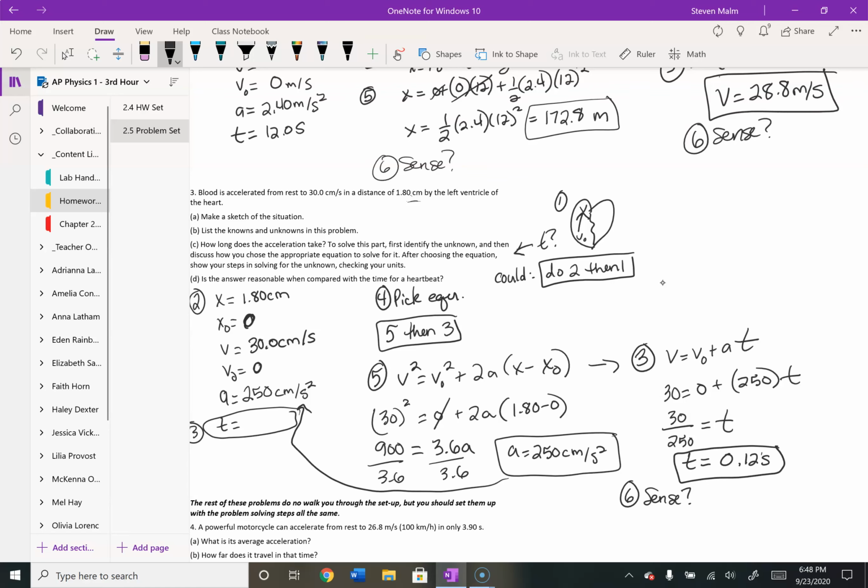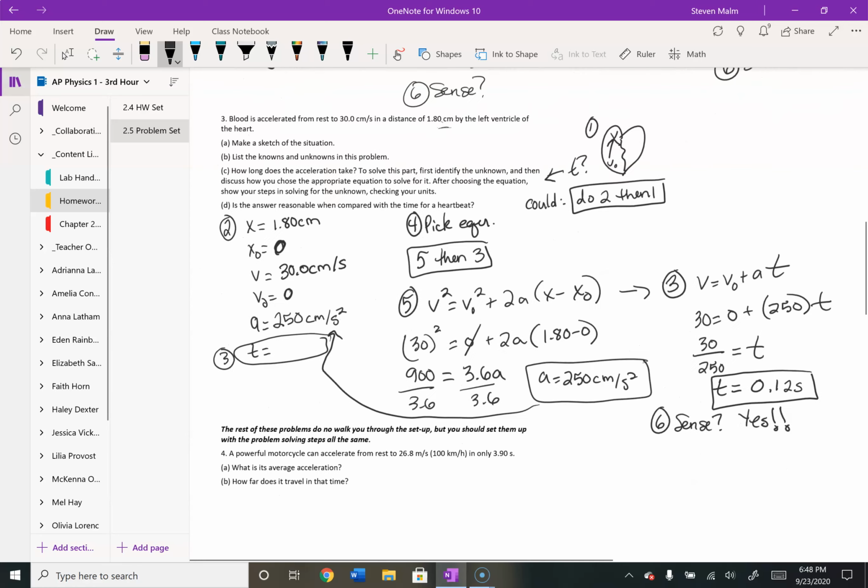First off, it's blood in the heart. It's a very, very short distance. Does it make sense that it would move quickly? Yes. Does it make sense that it would take very little time to only move about 2 centimeters in your heart? Absolutely. So this absolutely makes sense. If this was anything higher than a second, I'd say that's probably not true, because think about how long it takes your heart to beat, just a single beat. And that's what they're talking about, essentially.